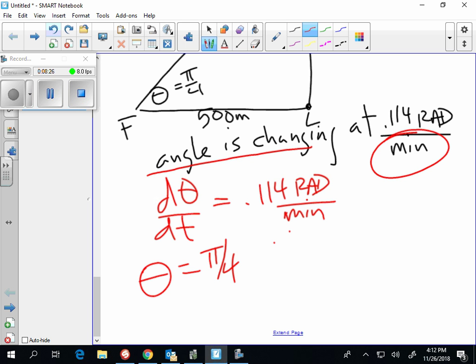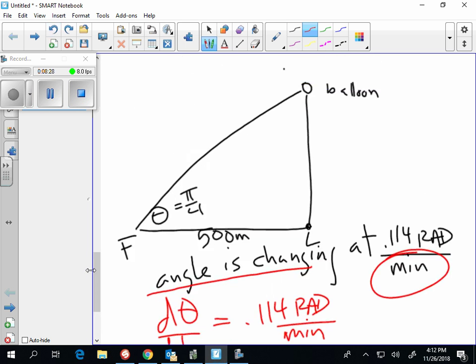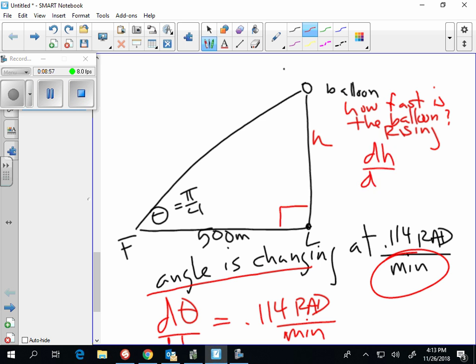How fast is the balloon rising at that moment? Well, here's the height of the balloon. What are they asking about if they're talking about how fast is the balloon rising? Well, they want to know at what rate is the height changing with respect to time. So they're asking, what's dh/dt?